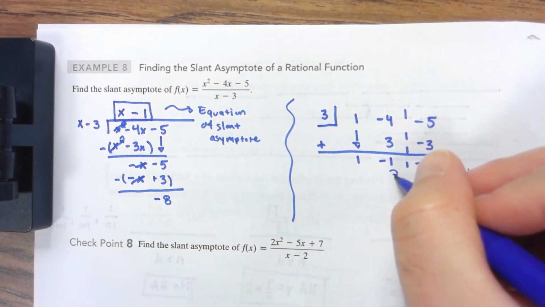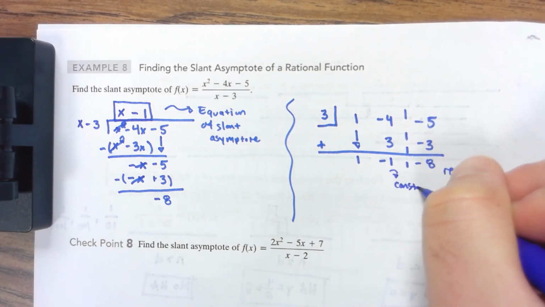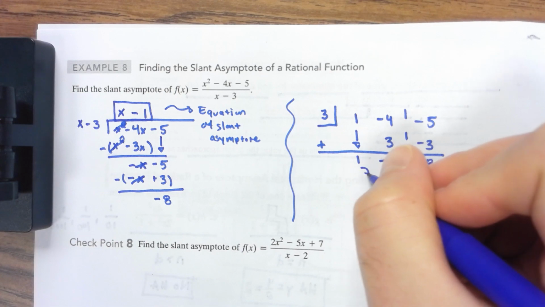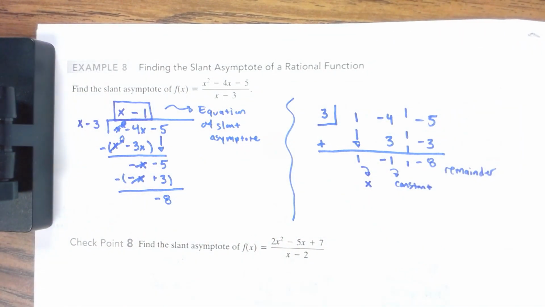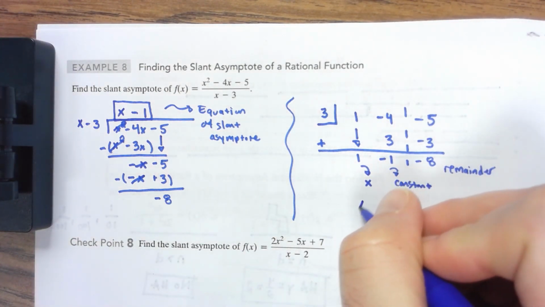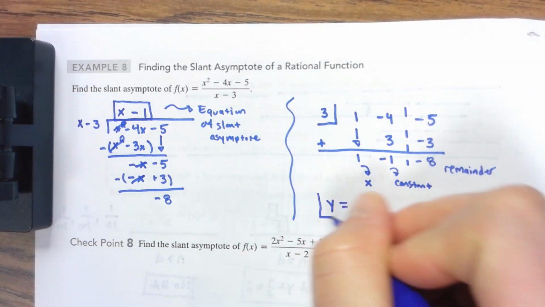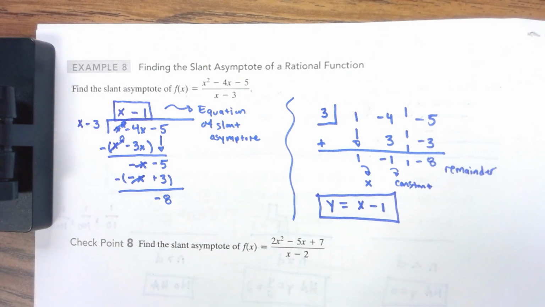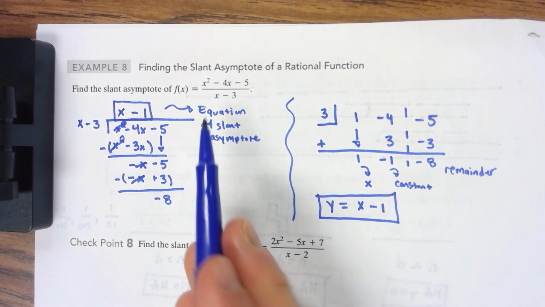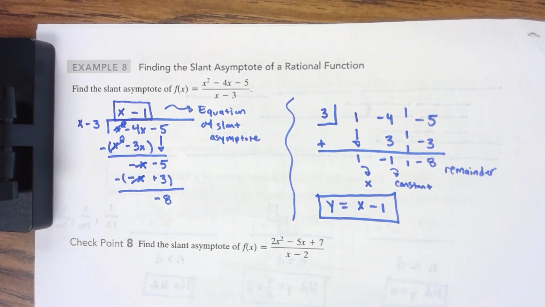This negative 1 is your constant. And this 1 is your linear term, which is just an x. So this gives us x minus 1. We don't care about the remainder. So giving us the same equation. And we really should say y equals x minus 1, or f of x equals x minus 1, letting it equal something.